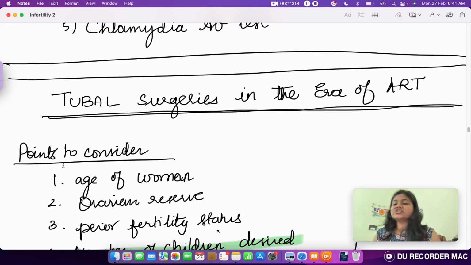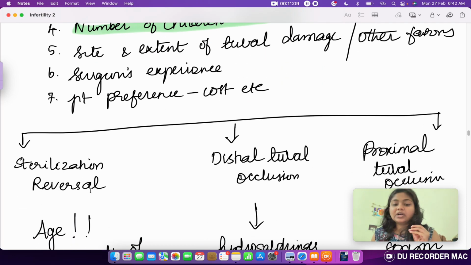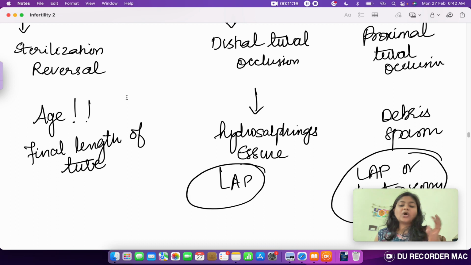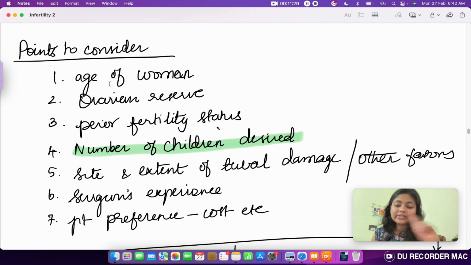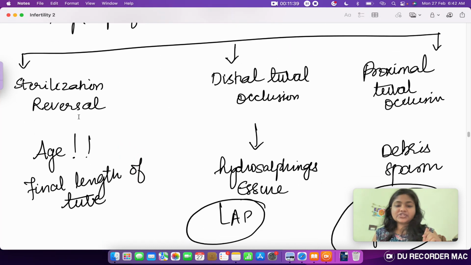So what is the role of tubal surgery in this era of ART? We have three kind of surgeries, like sterilization reversal, distal tubal occlusion repair, and proximal tubal occlusion repair. So microsterilization reversal, the outcome depends on the age, the final length of the tube attained, and the number of children desired by the mother. So ideally, if you see any young patient with no other history of infertility or no other factors of infertility, desiring one live child is ideal candidate for sterilization reversal.